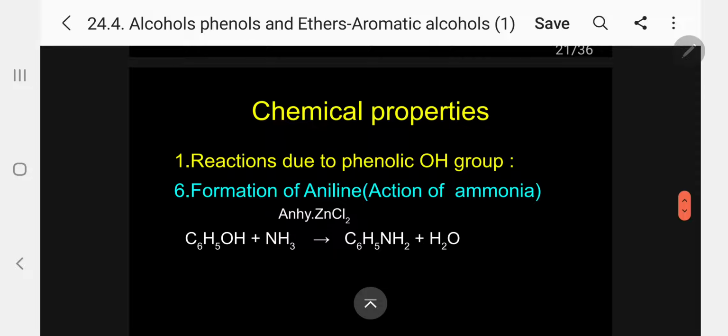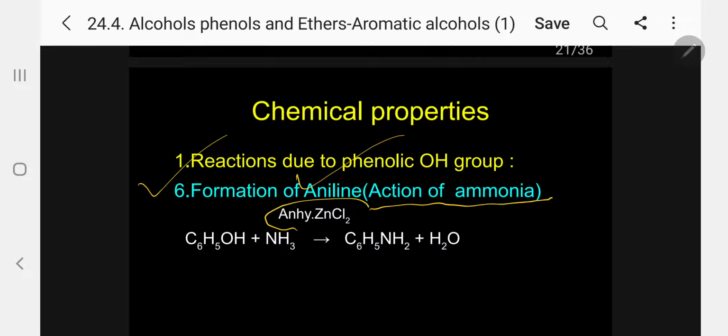It is continuous again. The sixth reaction, formation of aniline. Kindly follow. That is action of ammonia. In the presence of anhydrous zinc chloride, if you heat with ammonia, phenol is converted into aniline. OH is substituted by NH2. It is a nucleophilic substitution reaction under high temperature and pressure, and water is formed. Kindly follow.